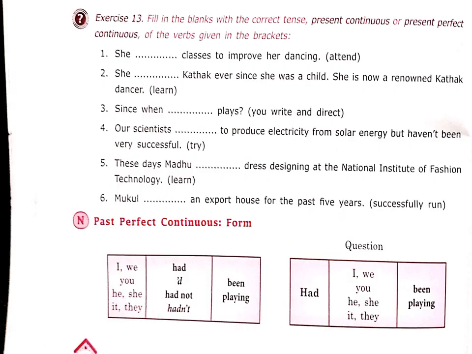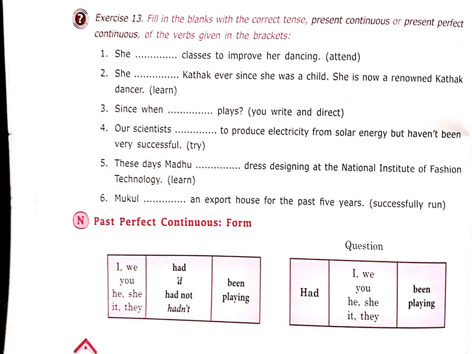Fill in the blanks with the correct tense, present continuous or present perfect continuous, of the verbs given in the brackets. So children, we have the brackets at the sentence end. Now what we need to do, we need to see whether we are putting emphasis on the time or on the action or the activity. She does classes to improve her dancing. So obviously dancing is where the emphasis is. So it will be: she is attending classes to improve her dancing. No emphasis on time. Let's go to the second one.